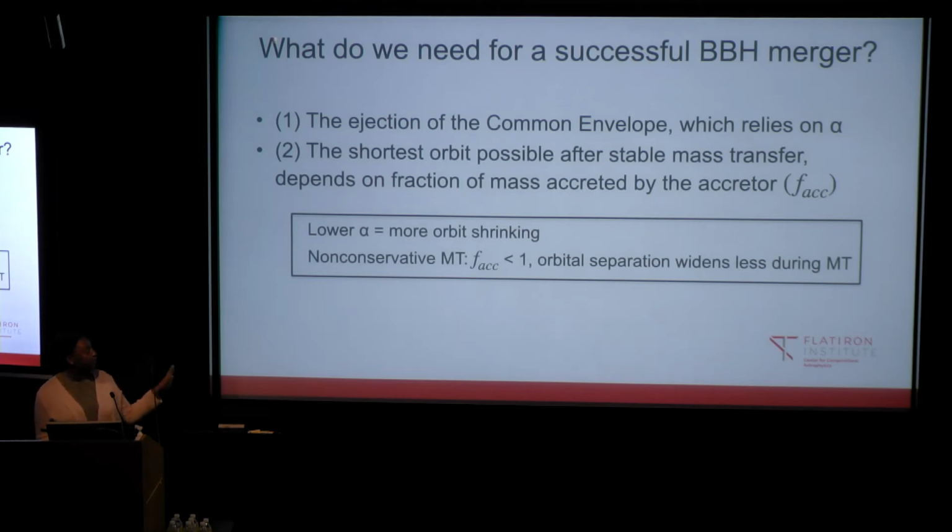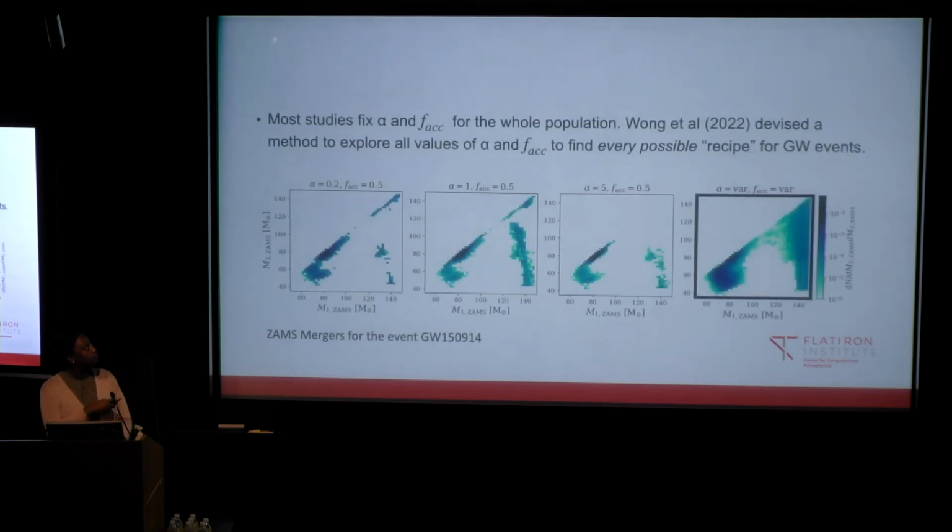So in our box here, what we need from these two variables is a low alpha, because this will have more orbit shrinking. And we also need our FAC to be less than 1 so that our orbital separation widens less during mass transfer. So in a lot of studies that we've seen before, they fix both of our variables for the whole population. But Kaze Wong and his team here at the Flatiron Institute developed a method where we can look at all possible values for alpha and for FAC so we can find every possible recipe for these gravitational wave events.